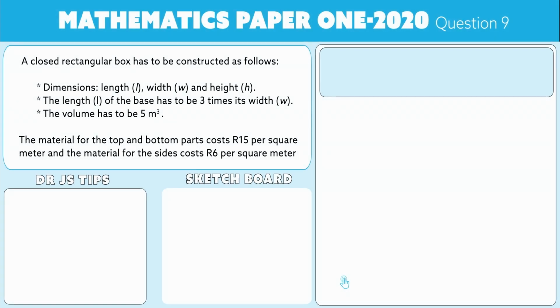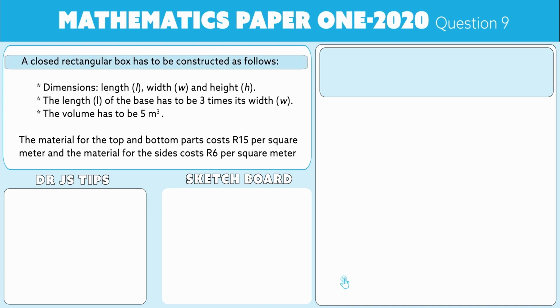Okay, folks, we are looking at question 9 of the DBE paper 2020. The question deals with optimization, so we're going to be working with minimum and maximum values in this question. Okay, so let's have a look.